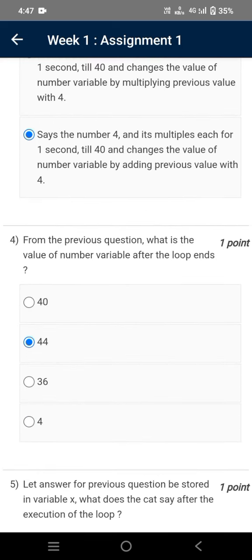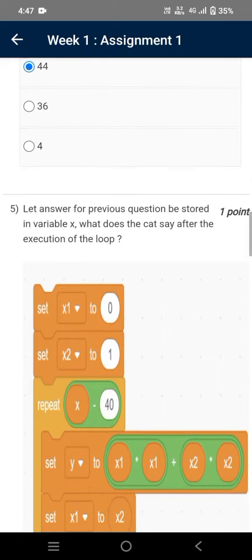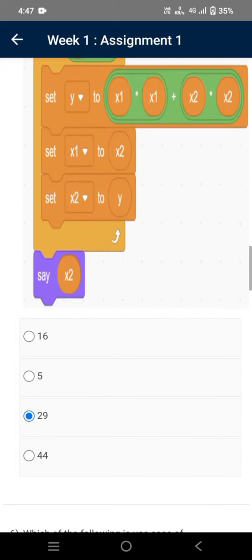Question fourth, from the previous question, what is the value of the number variable after the loop ends? Answer will be option B, 44. Question fifth, answer will be option C, that is 29.